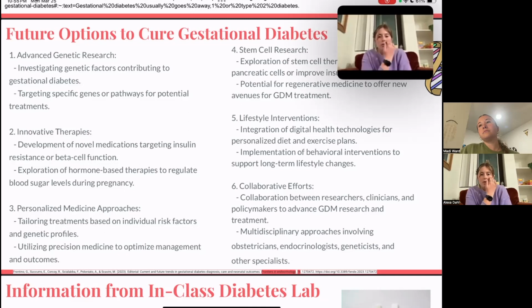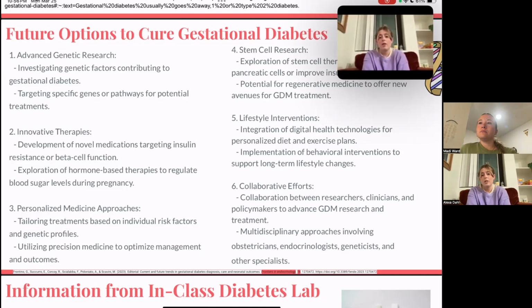We also are using stem cell research and the potential of regenerative medicine to offer new avenues for GDM treatment. This one isn't as commonly used and is very much in the early stages of being developed, but again, hopefully will be a future option to curing gestational diabetes.